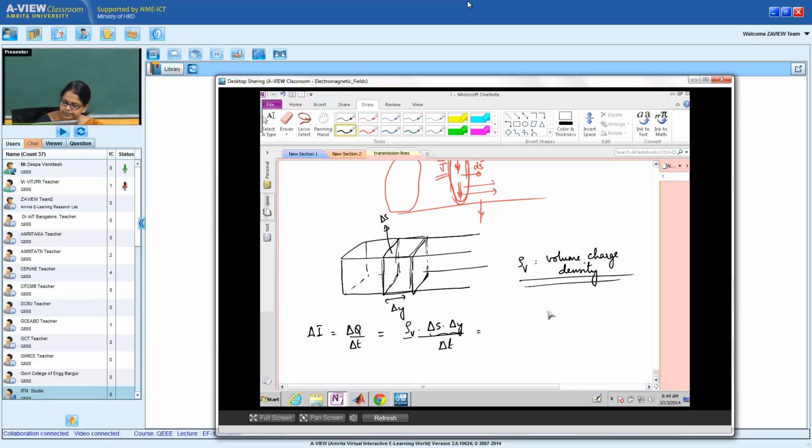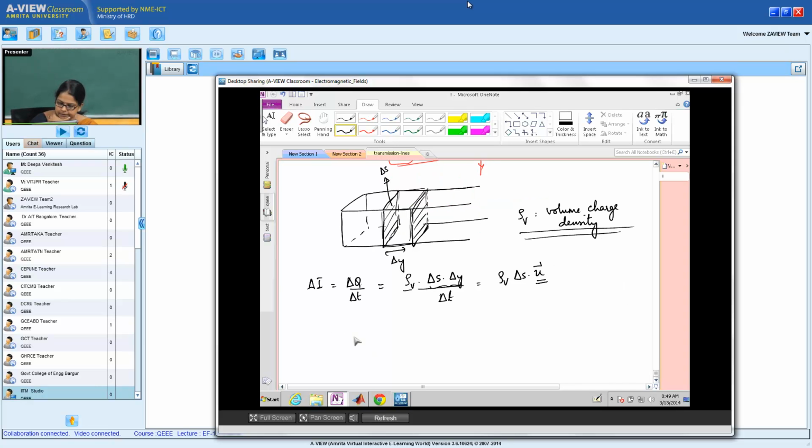As the charges are moving, delta S is not what is changing. I am considering a specific delta S. So I could write this in terms of u, which is nothing but the velocity of movement of the charges. Of course, there has to be a field which is moving these charges, and the velocity of charge is given by this. From my definition of current density, it is current per unit area. So in this case, J is rho V times u. This is true in general, for convection current or conduction current.